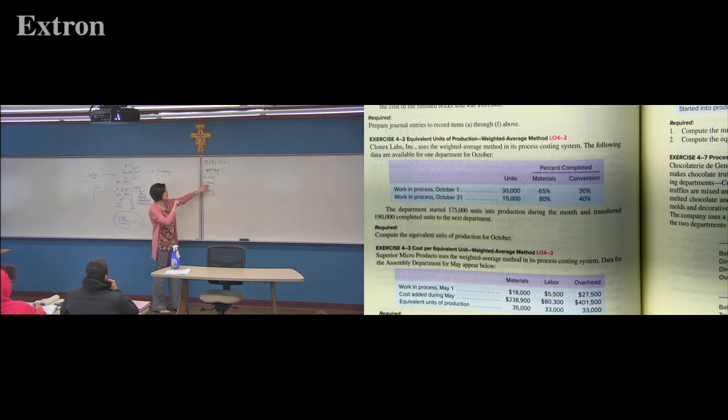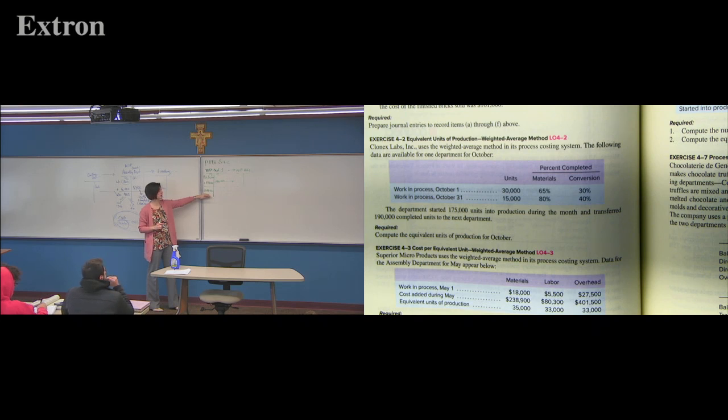It goes on to say, transferred 190,000 completed units to the next department. So I don't know what that department is, department 2 in my example, I guess, right? That means that, look, transferred out. 190,000 units came out of here. Where'd they go? They went over there, right? So 30 plus 175 minus 190 just happens to be 15,000 units. You guys with me so far?